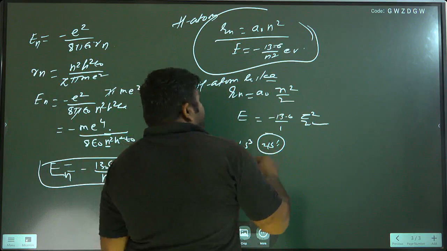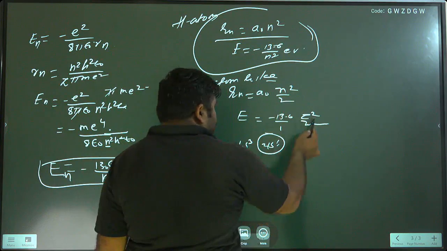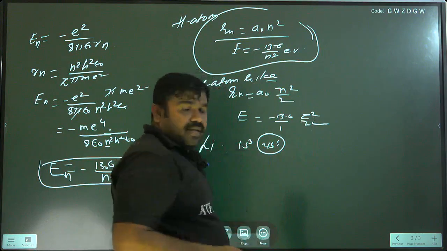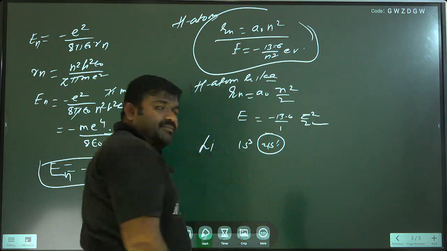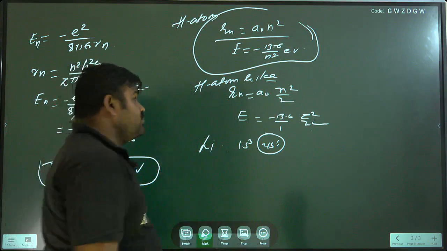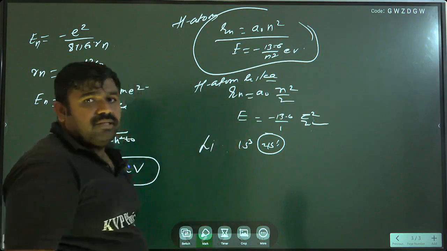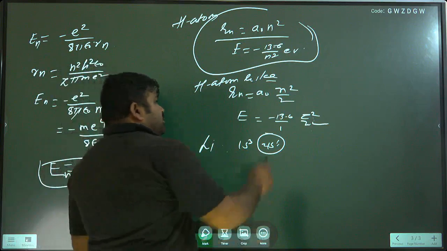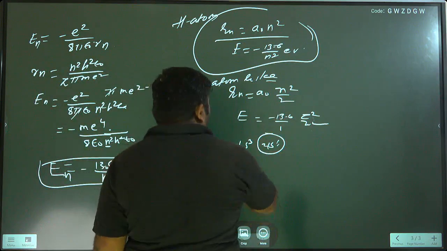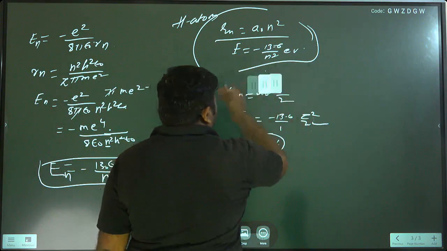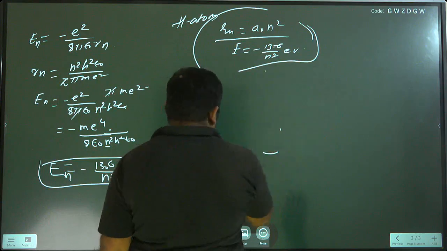At that time, what is the small change? Just substitute the Z value and n value, and we get the energy for the lithium atom. समझ में आ रहा है? By using the hydrogen atom energy and radius formulas, only changing the Z values. Clear? These are the formulas for hydrogen-like atoms.